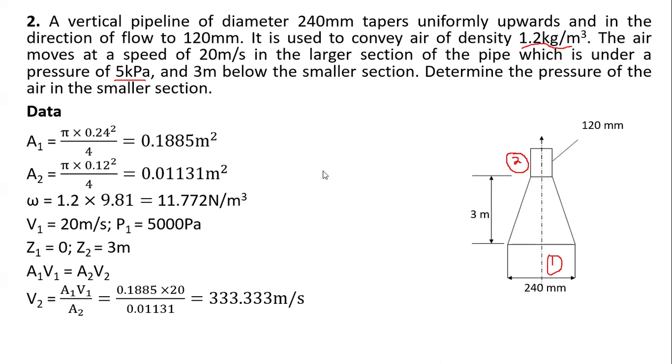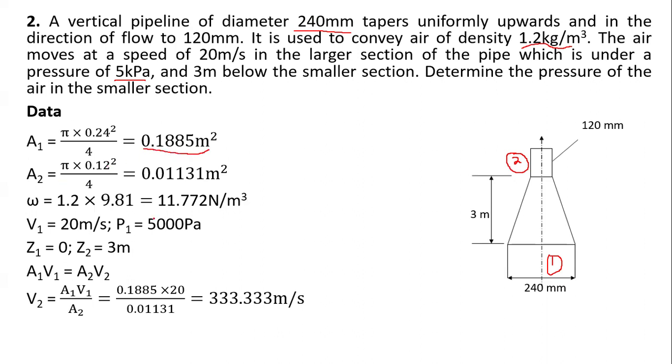So area 1, because the formula we're using is pi d squared over 4, so that's pi times 240. The 240, if you convert it to meters from millimeters, you divide it by 1000, you get 0.24. So pi times 0.24 squared over 4, you get 0.1885.